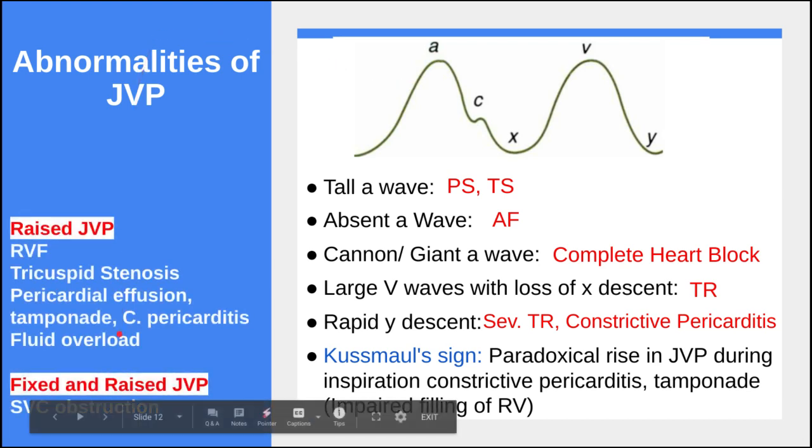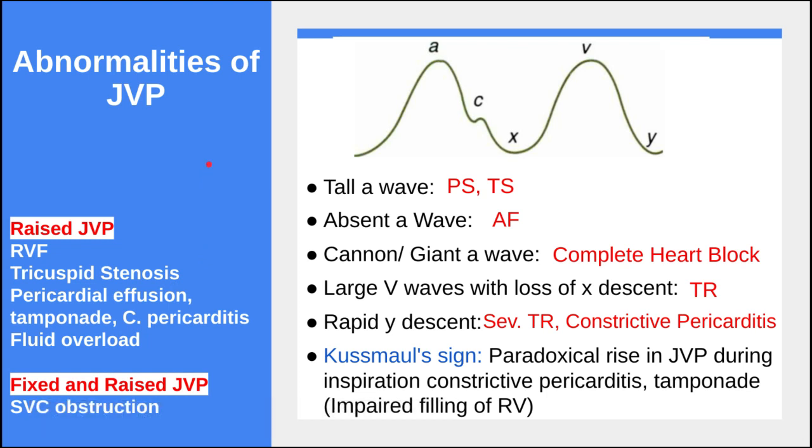So, causes of raised JVP are right ventricular failure, tricuspid stenosis, pericardial effusion, cardiac tamponade, constrictive pericarditis, and fluid overload. And the cause of fixed and raised JVP is superior vena cava obstruction.